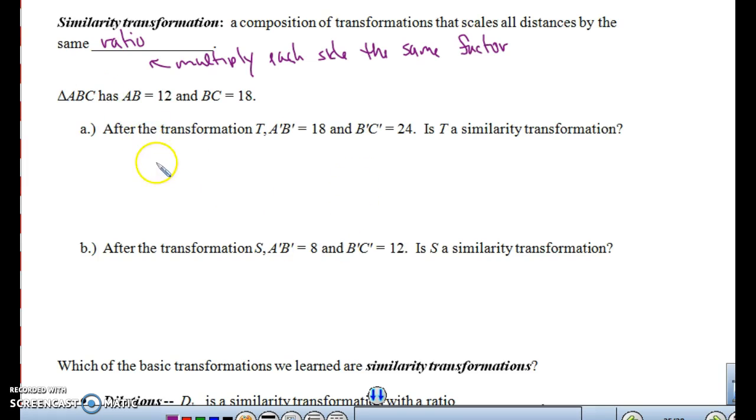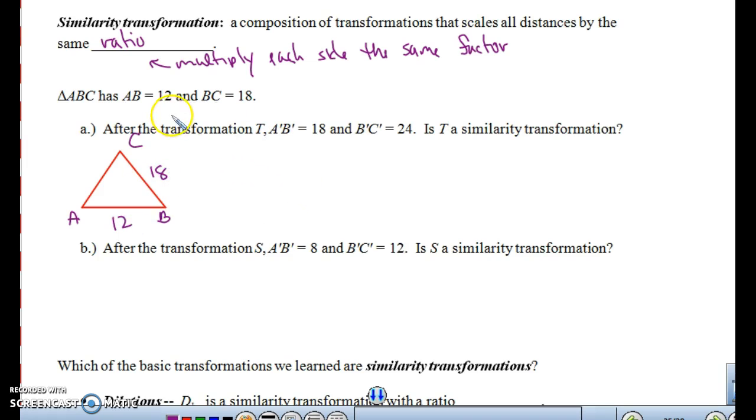All right, so if we have triangle ABC, where AB is 12 and BC is 18, and we do some transformation on it to become A prime, B prime, C prime, how do we know if it's a similarity transformation? Well, we want to look at whether the corresponding sides are in the same ratio or not. So let me sketch myself a triangle here. Here's triangle ABC, and I have on triangle ABC that AB is 12 and BC is 18.